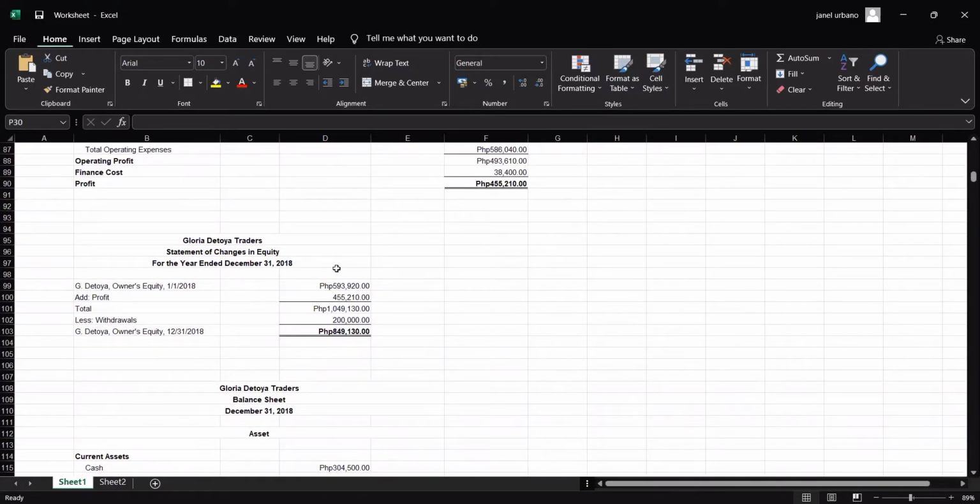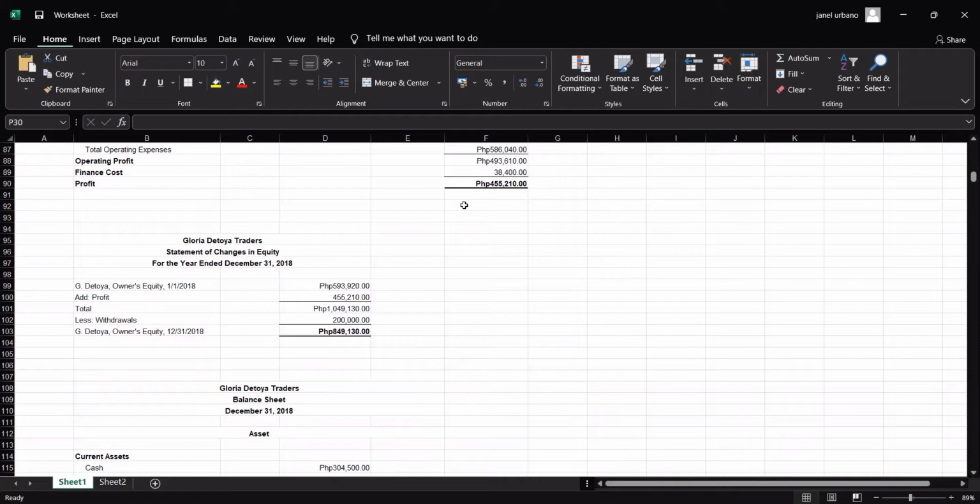And that is the statement of changes in equity. First, what we need to get is the beginning owner's equity, which is 593,920 pesos. Add the profit. That is why the income statement should always be done first, so that we can get the statement of changes in equity, because the profit is needed there.